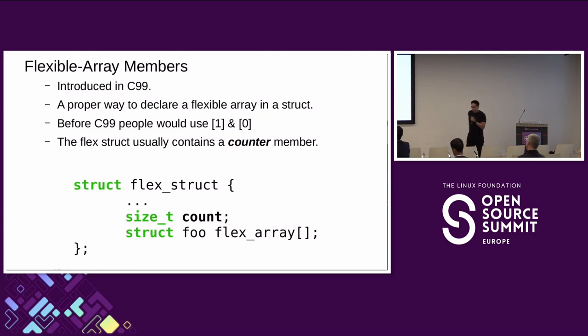Something important to notice here, and something that is going to be an important part later on in the presentation, is that usually when we declare flexible array members, we also include in the same structure a member that is going to be used as the counter. The counter means that that member is going to hold the total number of elements our flexible array is going to contain at runtime, right? So this member is going to be updated with the number of items or elements our array is going to have at runtime.